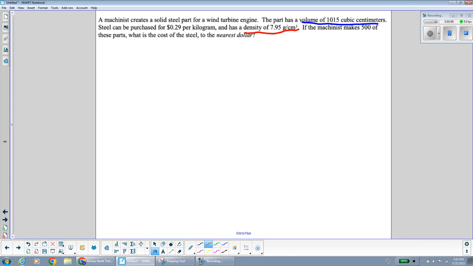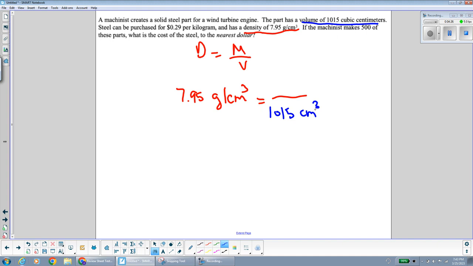Okay, so they give us the density, so I know I'm going to be using the density formula. Density is equal to mass over volume, and the density is 7.95 grams per cubic centimeter. It's important that we write the units because sometimes a conversion is needed, and if we don't write the units, we might not see that we have to do a conversion. Okay, they also tell us what the volume is. The volume was given as 1,015 cubic centimeters. So that tells me in order to find the cost of the steel, we need to find the mass of the steel. We need to basically find out what the steel weighs.